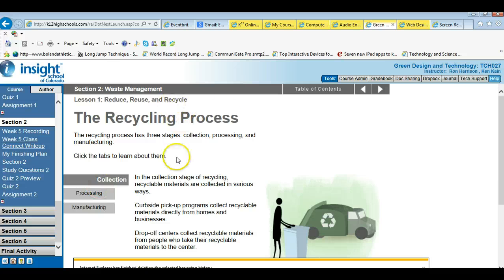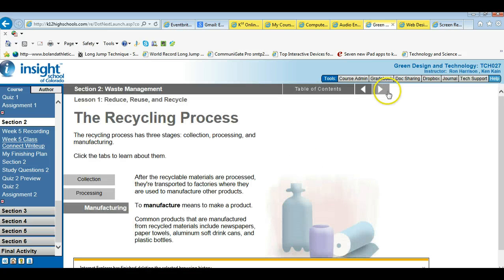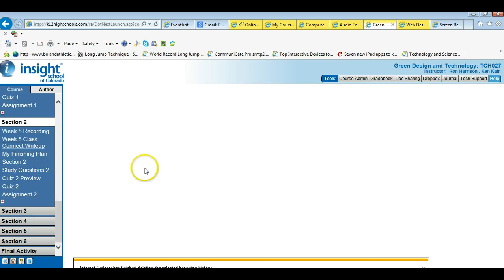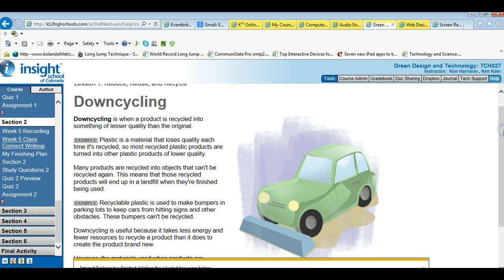So the whole recycling process, go through all of this, please. I'm not going to take you through all of it. I'm just going to hit the bottom one so I can move along in the slides, but you need to understand what the recycling process is, how that works. And downcycling is something somewhat new. The product is recycled as something less valuable, of lesser quality.